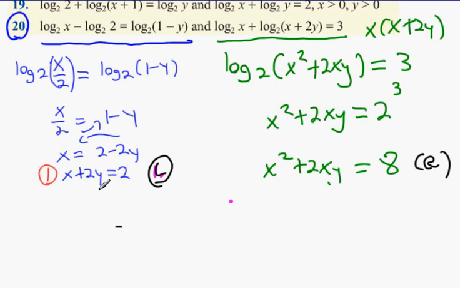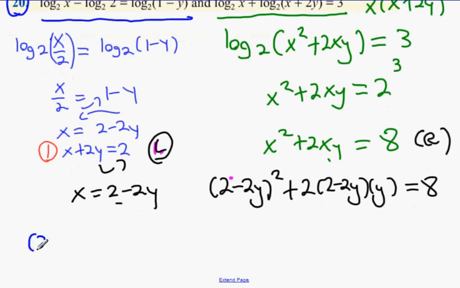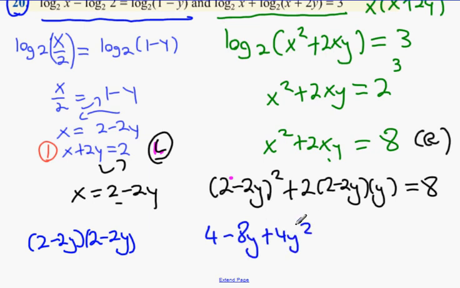Okay? So what we're going to get is x equals 2 minus 2y. Then we're going to go over here, and anywhere we see x, we're going to put 2 minus 2y. So 2 minus 2y squared plus 2 times 2 minus 2y times y equals 8. Got to multiply this out. Okay? Please remember that this here means 2 minus 2y by 2 minus 2y. So what we're going to get is 4 minus 8y plus 4y squared.